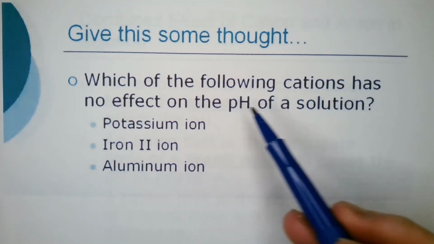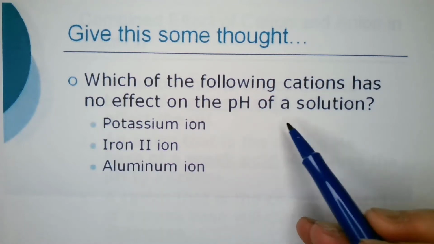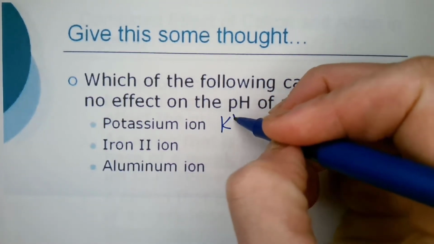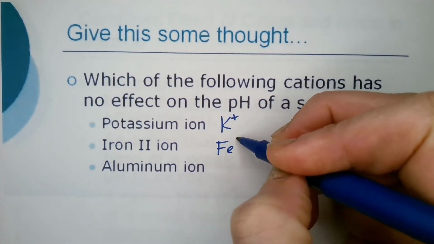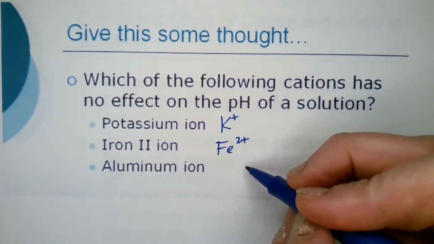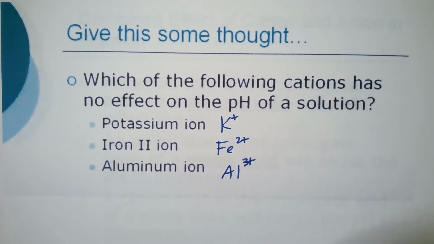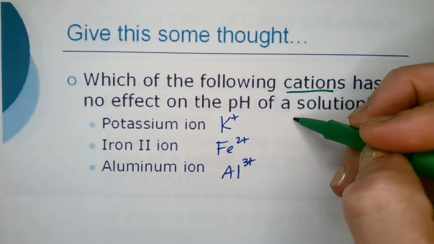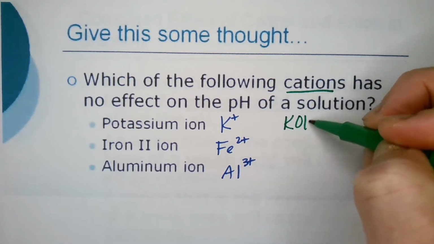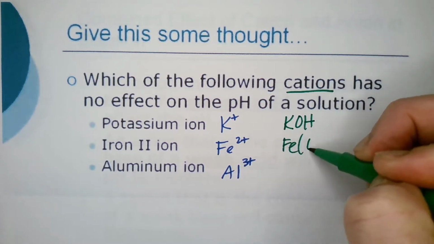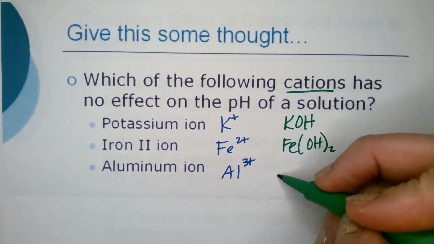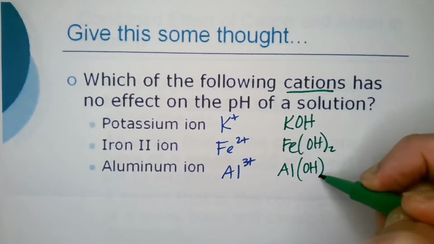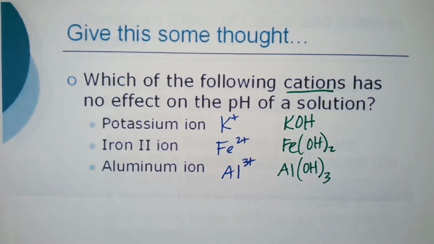So let's think about this. Which of the following cations have no effect on the pH of a solution? Potassium ion, iron 2 ion, or aluminum ion? Well, these are cations, so we have to think about what compound they make with their base. So KOH, Fe(OH)2, and aluminum hydroxide, Al(OH)3.